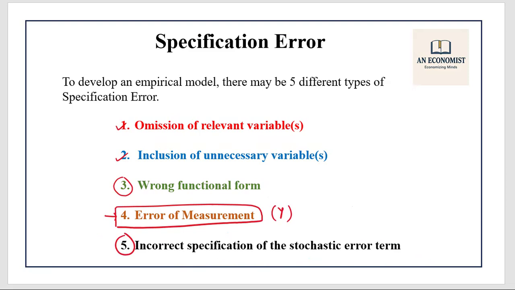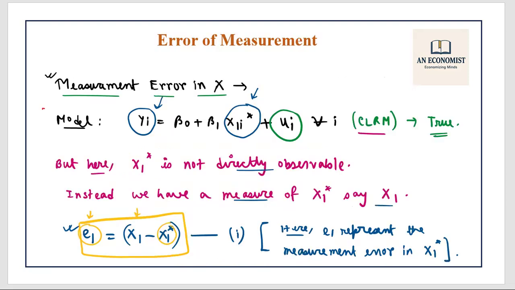So we started off with the measurement error in the variable x, where we have used the same approach. We said that the original explanatory variable is not known to us. That is why we have introduced a proxy variable, a different measure, which is simply x1. And they are related using this measurement error E1. E1 is simply x1 minus x1 star.